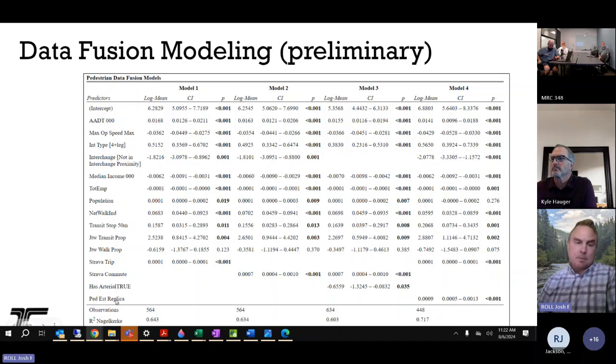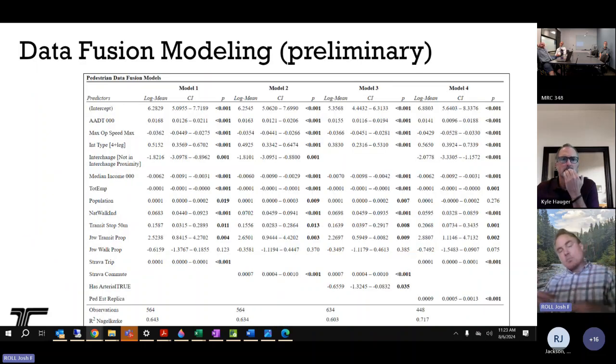And then our first blush here at looking at the Replica data, we use those as just an input feature here in these data fusion models. We lose some observations because, for some reason, they didn't give us their estimates at every signalized intersection we asked for, but it does boost the explanatory power. So that's a little of where we're at with data fusion.